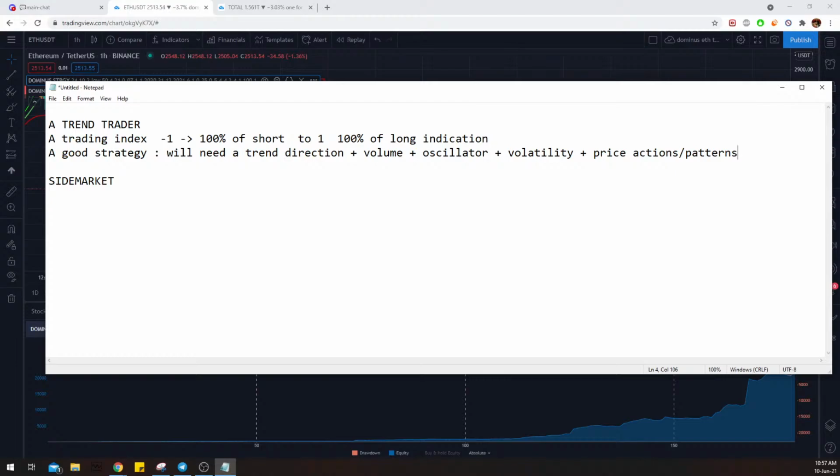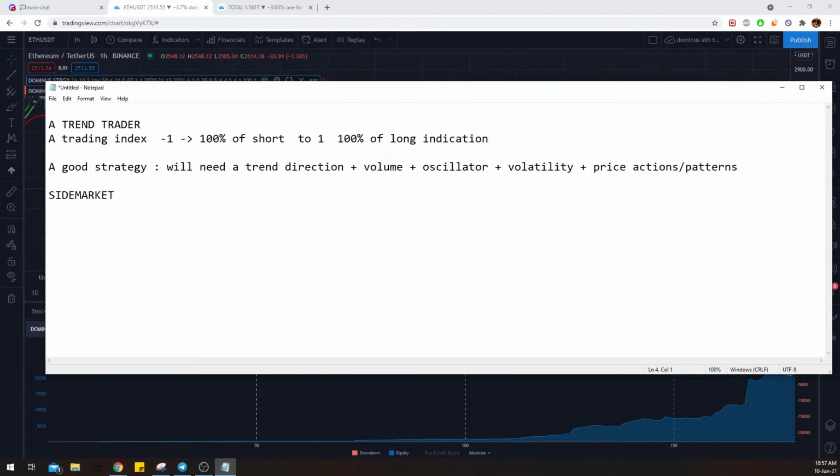So in this case, a good strategy has to be full, and you have to have everything. You cannot just trade using, for example, a moving average, or you cannot just trade using an RSI. I'm not saying that you cannot make money, because in the end, you may already know from my previous streams that it doesn't matter.